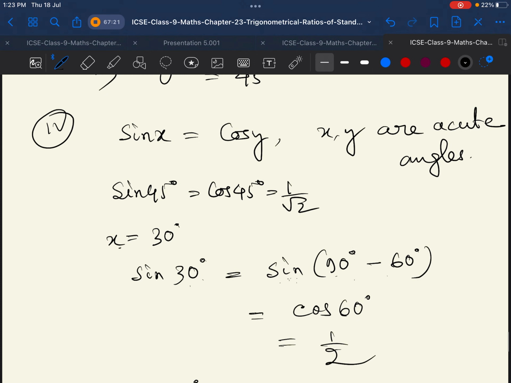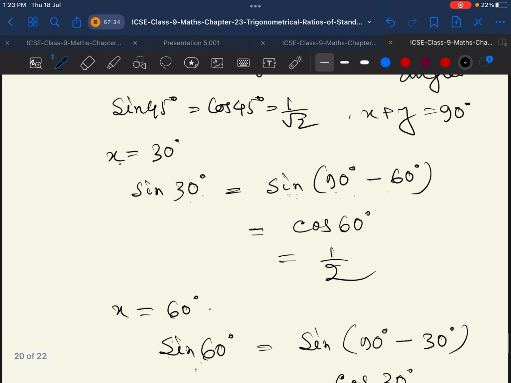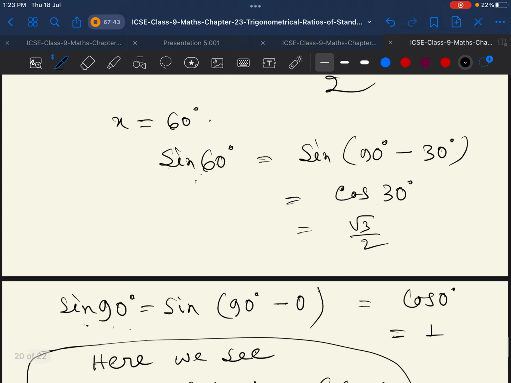Here you see x is 45, y is 45, so x plus y will be 90. 45 plus 45, so x and y are complementary angles. Here x is 30 and y is 60, so x plus y equals 90. This will be a complementary angle.